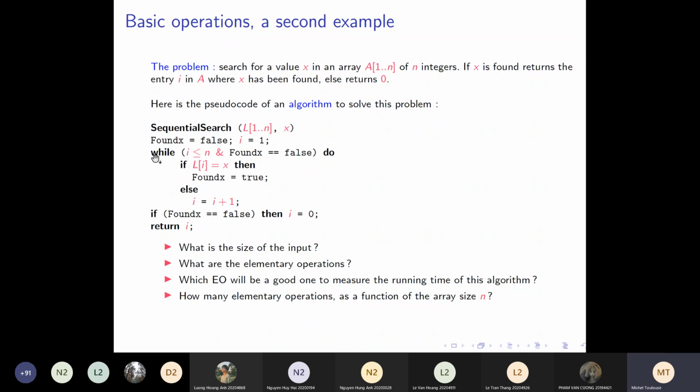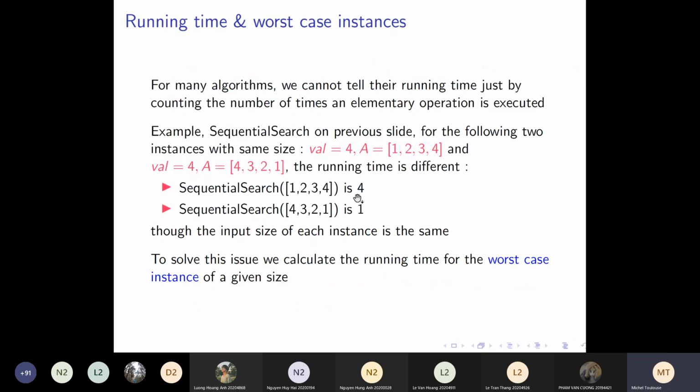So even if x is in the first entry of the array, this while loop is going to be executed twice. So this is not correct here. It's 2, and here it should be 5.